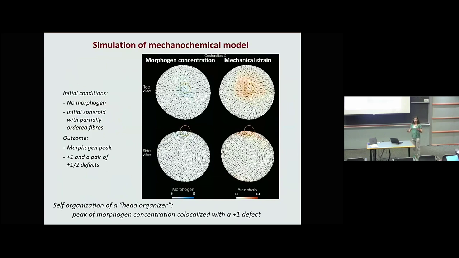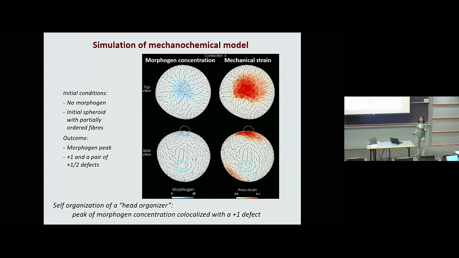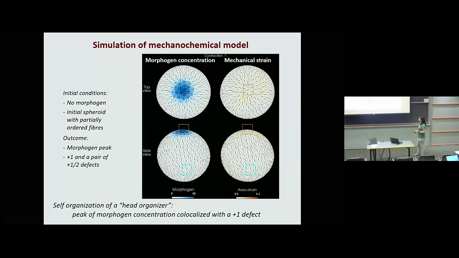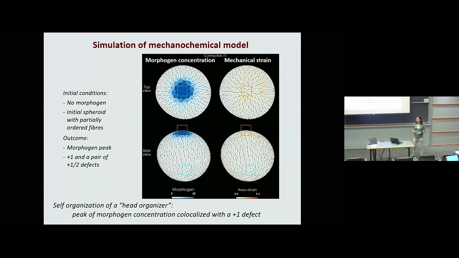and then now that we have this model, we can actually look what happens if you start from a spheroid which has initially no morphogen and has the fiber organization similar to what we see in the experiments. And so what you can see in this movie is now that you start having these transient stretching events, how also the fibers align and you get the configuration of defects, and also you get the localization of the morphogen at the defect sites. So this really kind of shows us that this kind of feedback could work to give you self-organization of a head organizer.